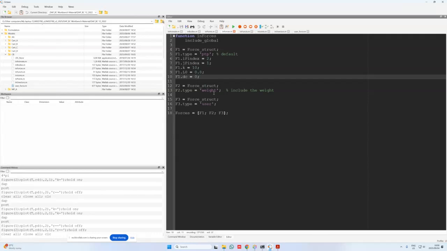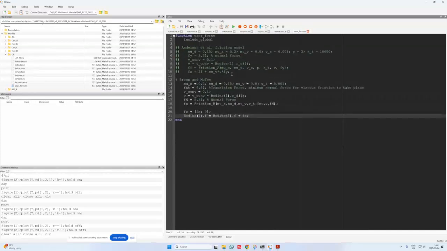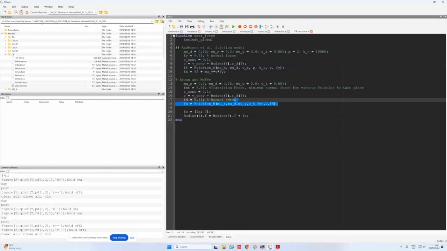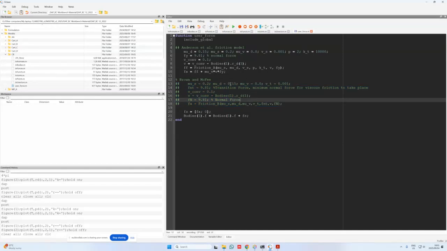My second force type is the weight in the system. And then the third force type is a user-defined force that I need to specify. And this is now where the friction force is going to be modeled. So to facilitate this, I go to the user underscore force file that I have. And I first want to run it with this Anderson et al. friction model. So I'm going to uncomment these lines, and I'm going to comment out the Brown and McPhee model that I have over here.